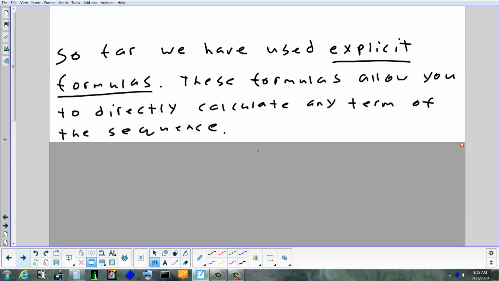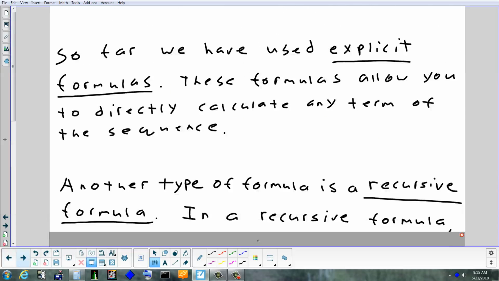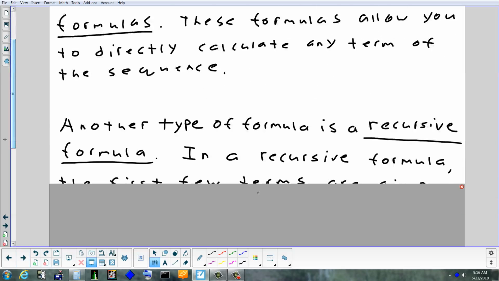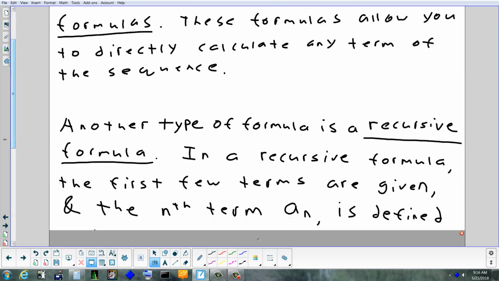Kind of the opposite, or kind of the flip side of an explicit formula is a recursive formula. In general, when people look for patterns, this is how most people see it. They see a recursive pattern, meaning they say, oh, the next number is just the one before it plus 3. Well, that's easier to think of, but it's not easier to work with mathematically. Okay, so in a recursive formula, what I have to do is give you the first few terms.